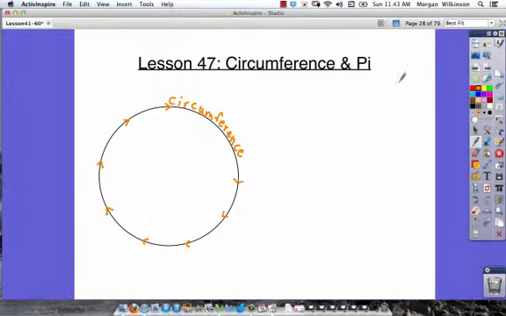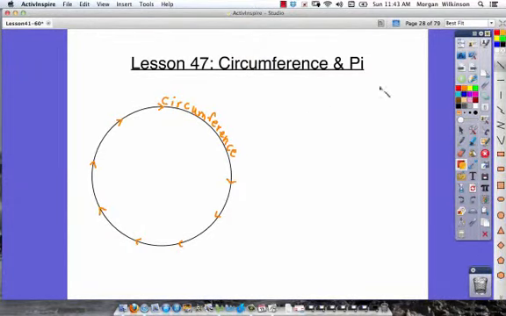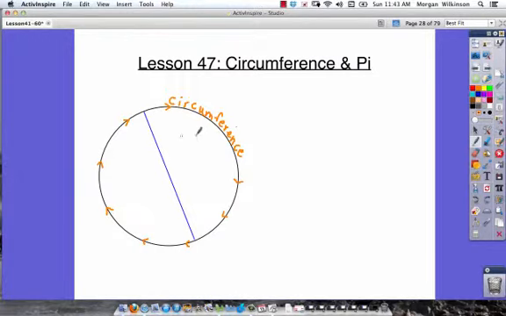Now, the other measurements that we need to know, there's two more. The first one is, and we're going to use straight lines for this, we'll use straight diagonal lines, the distance across the circle right through the center. Do you know what that's called? Well, the distance right across the circle through the center, that's called the diameter. And when we have problems, we'll either be given the diameter, it will tell us what that's equal to, or we'll have to measure it with a ruler.